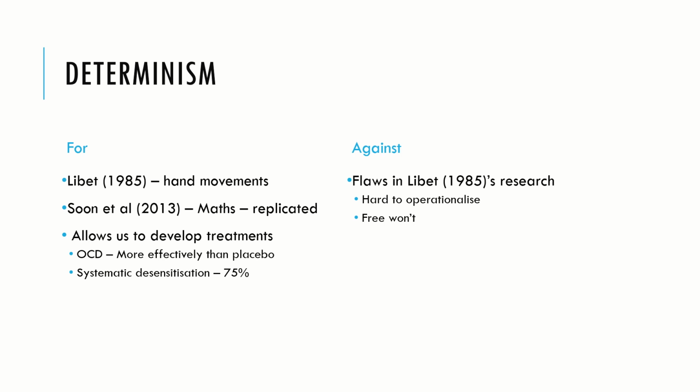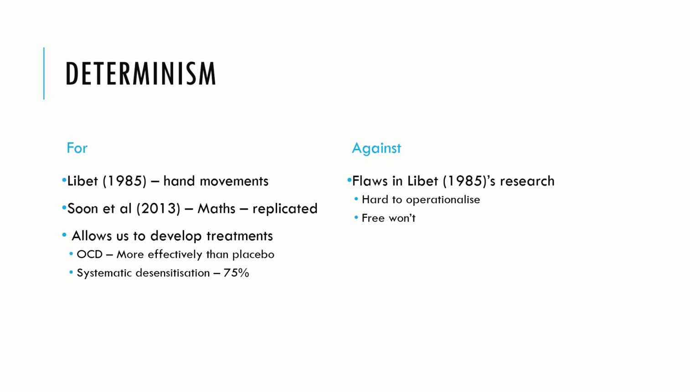Against determinism is that there are flaws in Libet's research. For example, it's very difficult to operationalize a measure of something as subjective as what time somebody makes a decision. We're relying on self-report, and self-report requires self-awareness, and it's incredibly difficult to pinpoint exactly when you make a decision, especially when we're talking in milliseconds. So actually, that gap could be the gap between the thinking time, the person making the decision, and then verbalizing that, realizing they've made that decision. So it's very hard to operationalize the subjective concept of when we've made a decision.